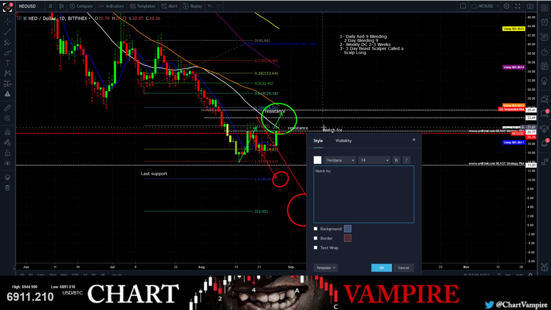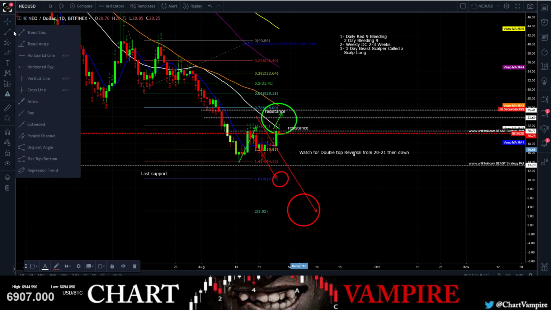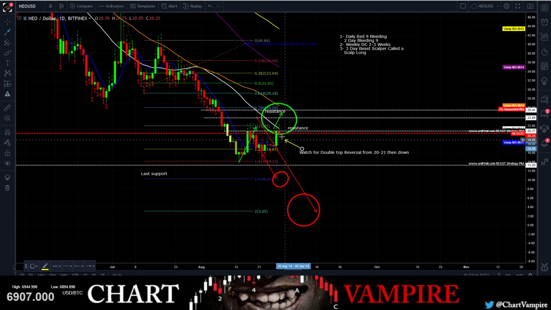I'll write that on there. Watch for double top reversal from, what is that, $20.77. $20 to $21. Then down. So this needs to break through. What I'd be watching on Neo is I'd feel a lot more comfortable once it broke through. You might want to wait for this to break through this 30 MA. Once it broke through this 30 MA, you're going to invalidate this double top reversal. Okay, and then you're going to be good to go on a long scalping trade right there.